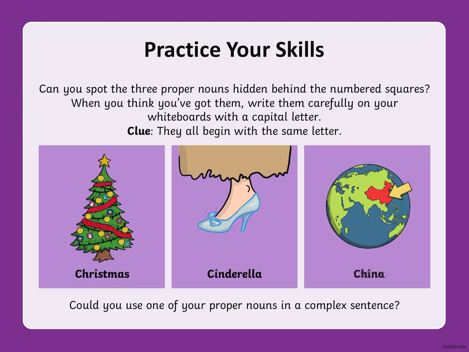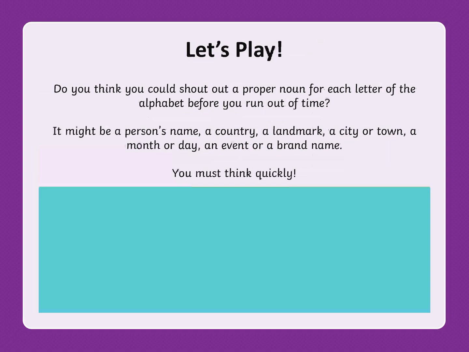Okay, let's have a look now at the next task. So what you're going to do is try and shout out a proper noun for each letter of the alphabet before you run out of time. The letters will turn up on the blue rectangle at the bottom. So it could be a person's name, country, landmark, city or town, month or day, event or brand name.